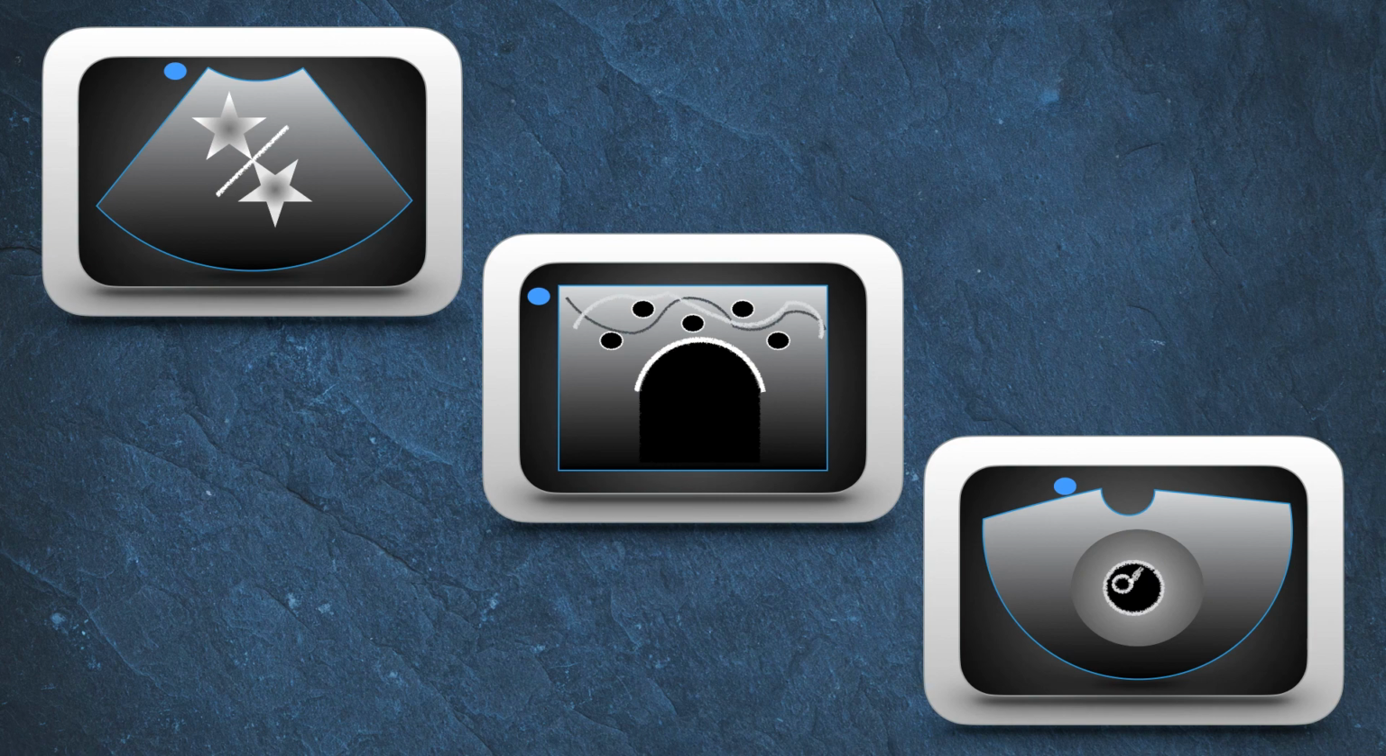The bottom right image is what you might see in an endocavitary probe with an early intrauterine pregnancy with a yolk sac and a fetal pole inside the uterus.